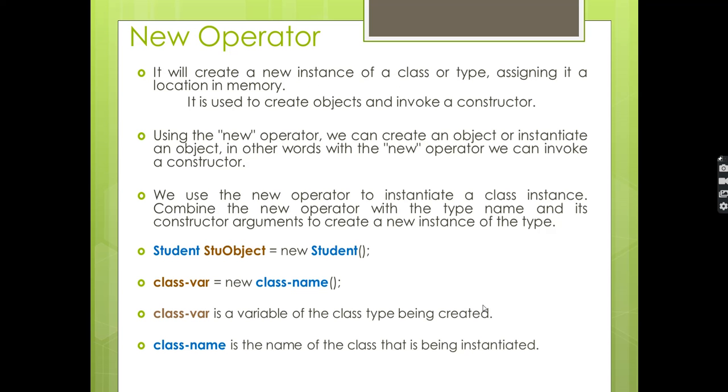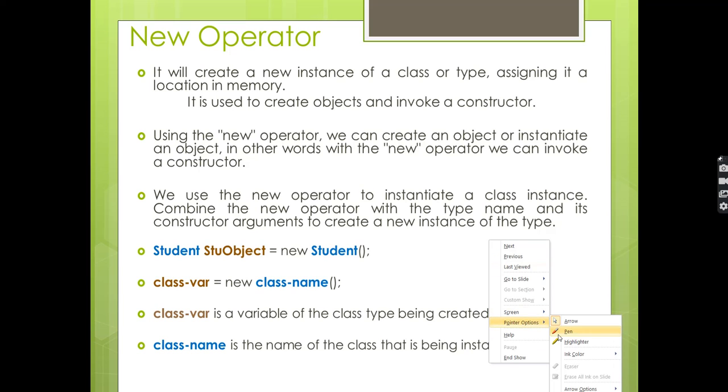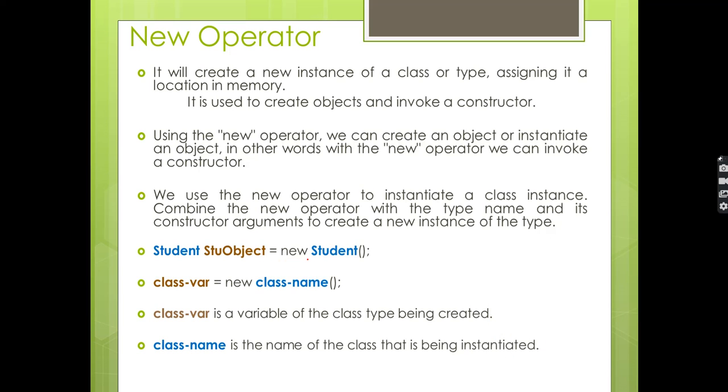Okay, the new operator. You can see what we are discussing. This is the new operator. New operator is a keyword. First, you have to remember the new operator is a keyword. What will it do? It will create an instance for the class, and it will assign the memory for this object. So, using the new keyword, we can create an object or an instance of an object. The new keyword can invoke the constructor. What is the constructor? Constructor will always have the same name as the class name.